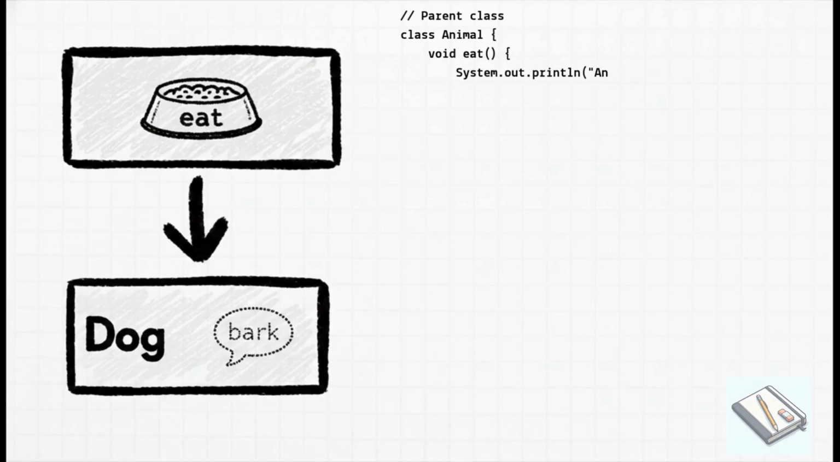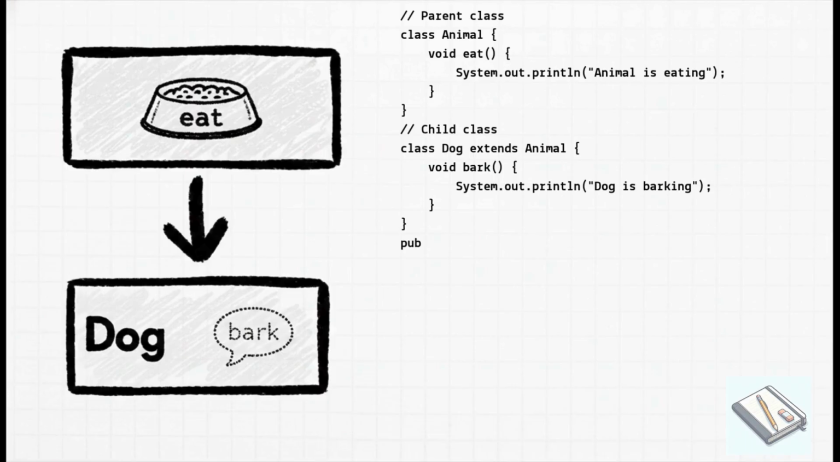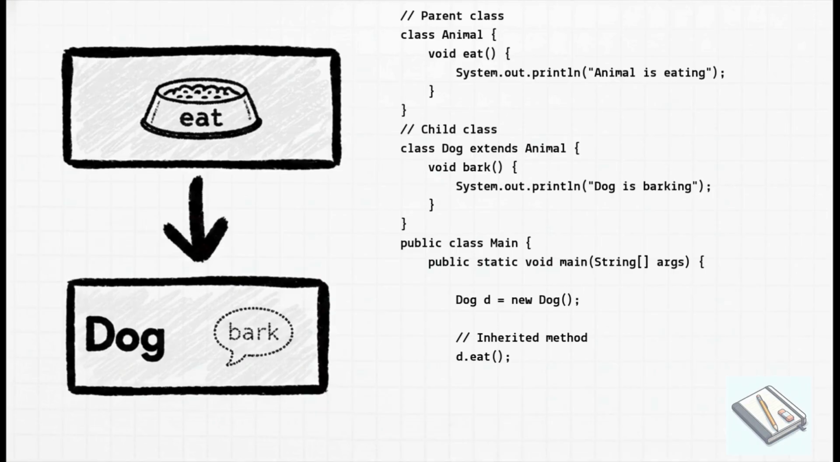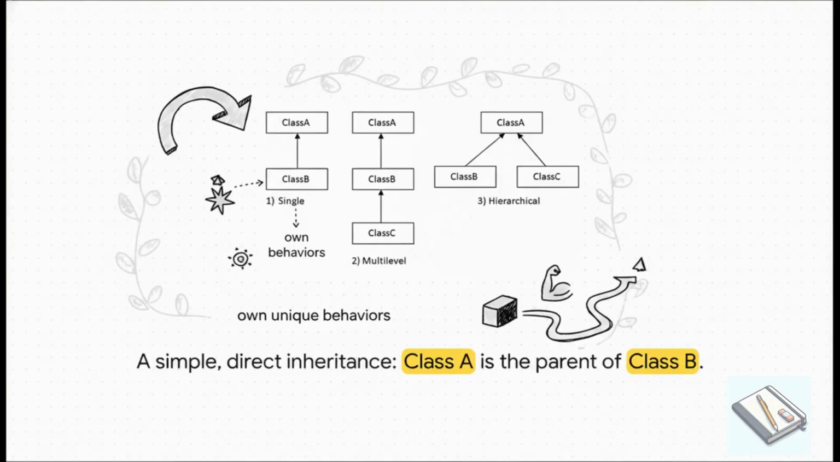So we've got a basic Animal class, and it has a method called eat. Then we create a Dog class. See that extends keyword? That's the magic right there. It tells Java, hey, Dog is a type of Animal. So now our dog can do its own thing, like bark, but it also automatically knows how to eat. And this diagram just sums it up perfectly. It's a simple, direct line. Class A is the parent, and it passes its traits down to Class B. Super simple, super powerful. It's the building block for everything else.